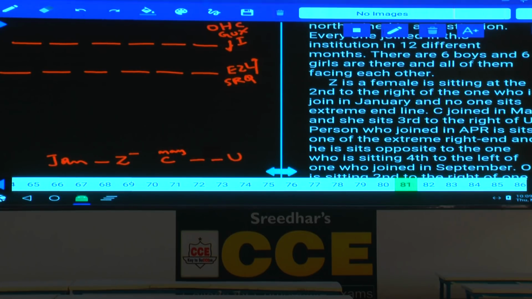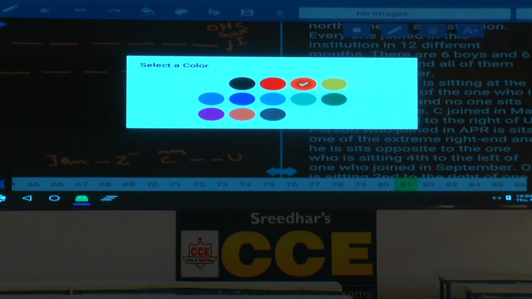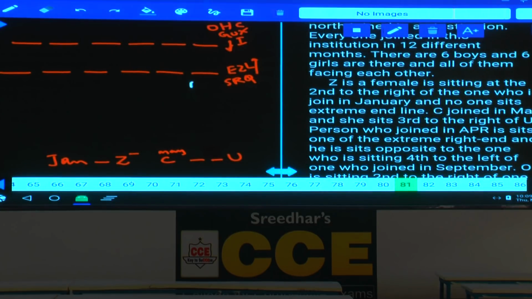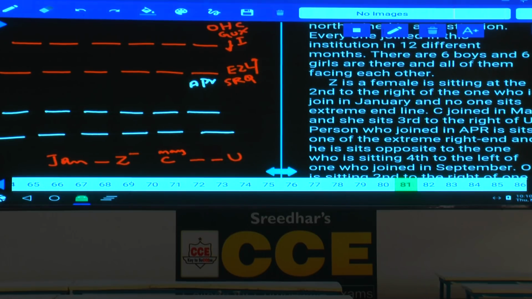Tell me what are the different possibilities we have. April is at one of the extreme right ends. It means this is one extreme right end. Then what is the other extreme right end here? The second possibility was 3, 4, 5, 6. Here 1, 2, 3, 4, 5, 6. Now the one who joined in April can be here. Extreme right end of the south row is this one. Extreme right end of the north is this one. Clear now? And C joined in May.